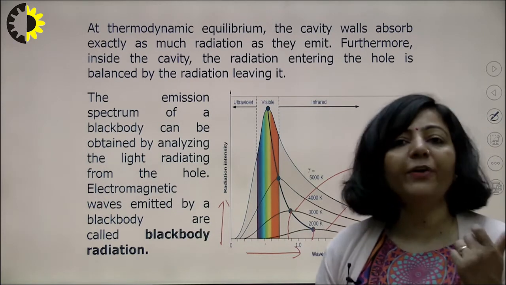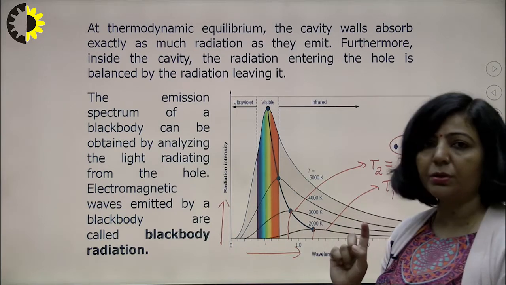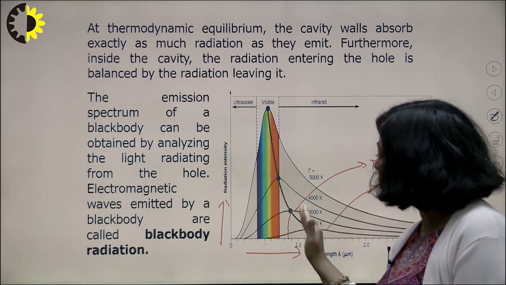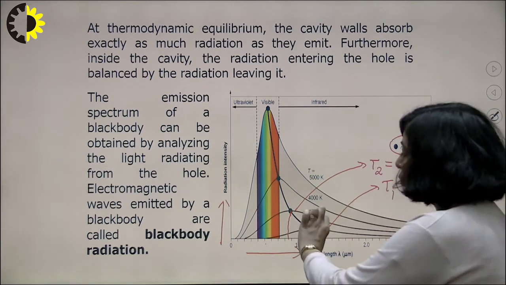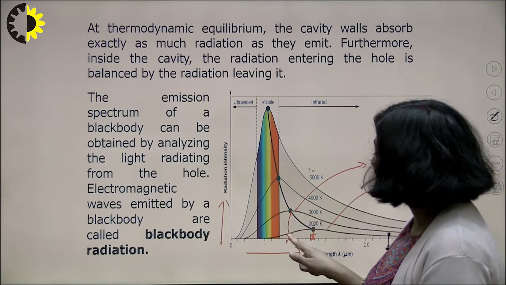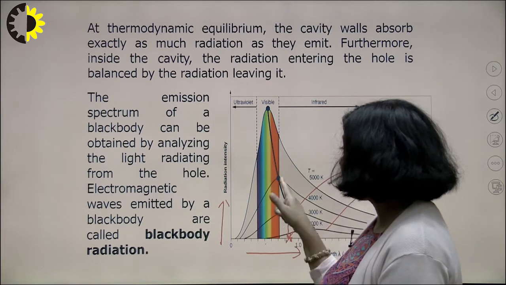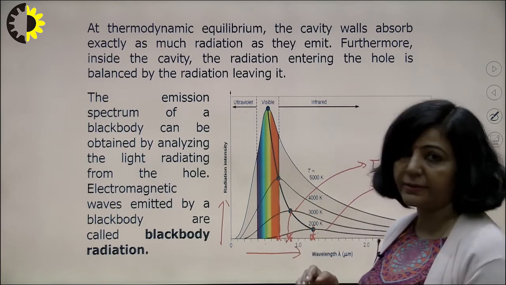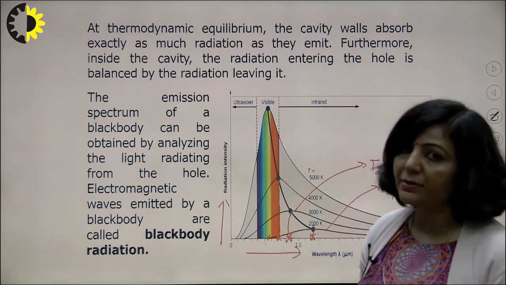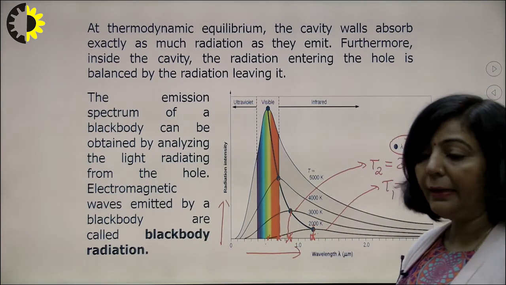Now the next point, which is again a very interesting point here. When you are moving from 2000 to 3000 Kelvin, this lambda max, which corresponds to maximum energy, is shifting towards the shorter wavelength. You are getting lambda max at this wavelength, whereas at 3000 Kelvin, you are getting lambda max at this wavelength. When you are moving towards 4000 Kelvin, you are getting lambda max at this particular wavelength, which means you are moving towards the shorter wavelength side. Now when you move to 5000 Kelvin, the lambda max is observed at this particular point.